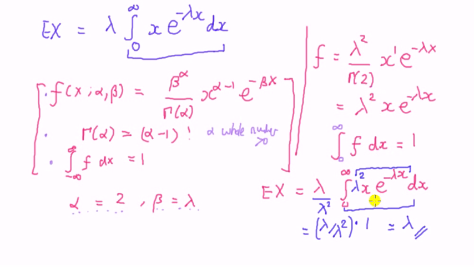But now the result follows, because that is a PDF, as if from a gamma distribution, it must integrate to 1. Okay, lambda over lambda squared, that cancels with lambda squared, so you get 1 lambda in the bottom. Alright, so the answer is 1 over lambda. Done.